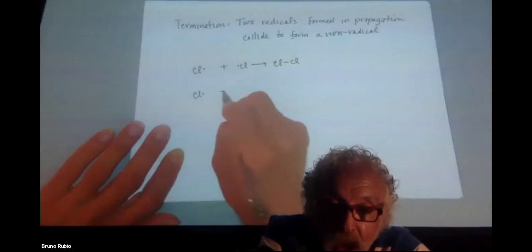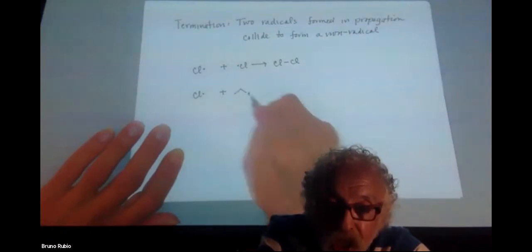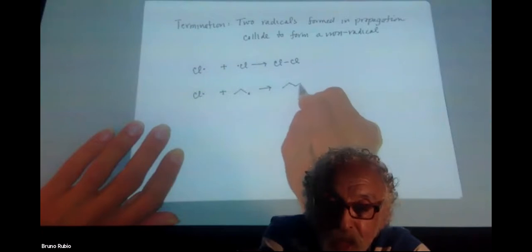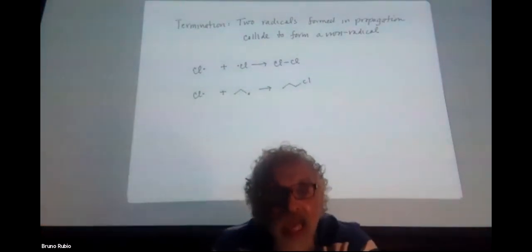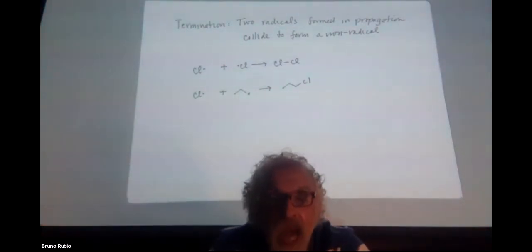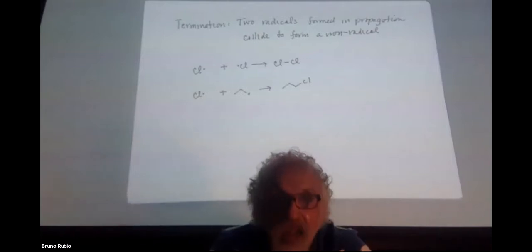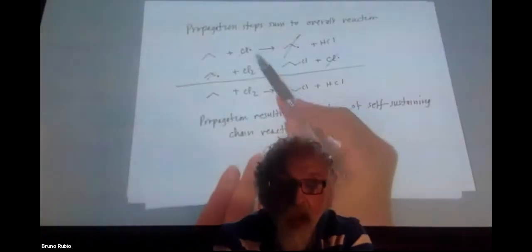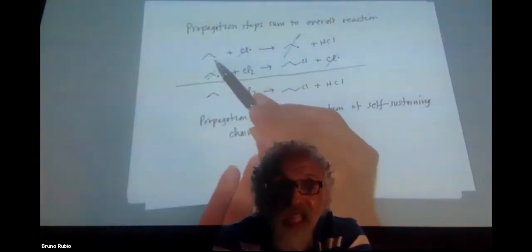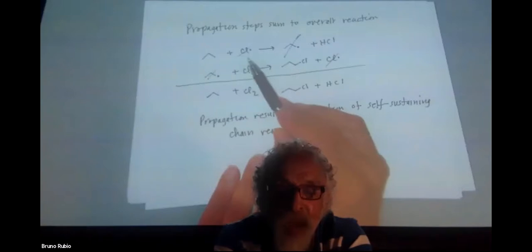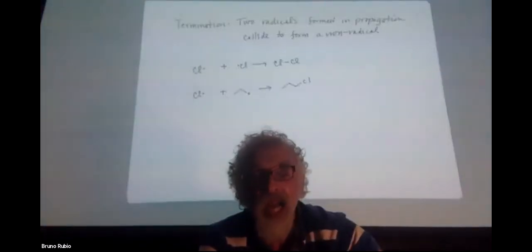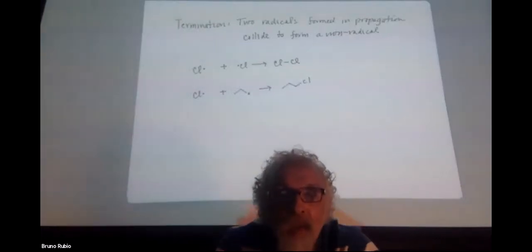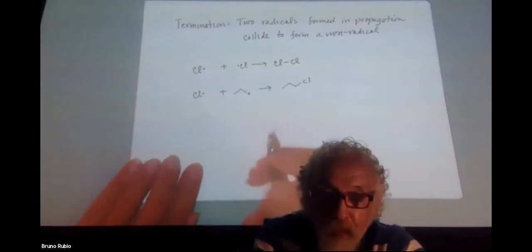Cl dot could also bump into this primary radical to make something that looks like the product. And once again, the likelihood that two radicals find each other is very low as long as propagation is happening. Propagation is all about a radical bumping into something that is not a radical. Propagation is all about something at a very low concentration bumping into something at a very high concentration. But what happens when all of the reactants are nearly used up? Now these reactions become competitive.